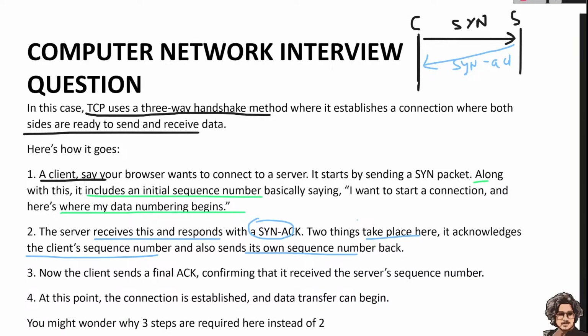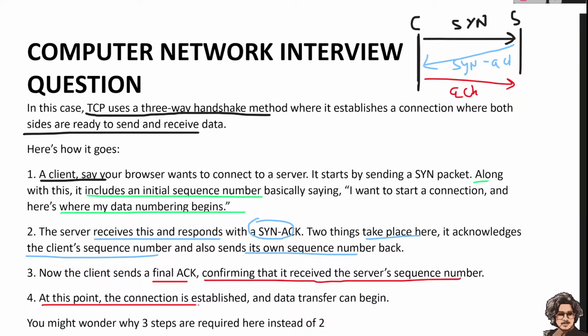First of all, the client tells the server that it wants to start the connection and this is its initial packet number, the sequence of its packets. The server also agrees and says, okay, I have acknowledged your request, and this is my initial sequence number, and sends its own sequence number back to the client. Then the client sends its final ACK confirming that it received the server's sequence number.